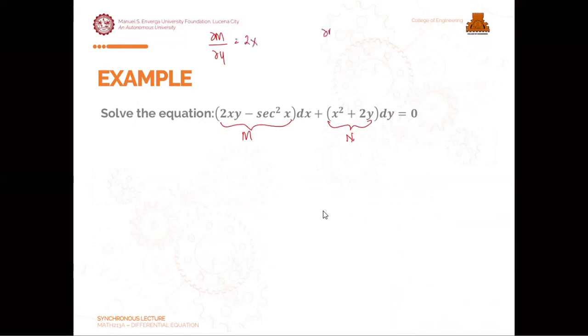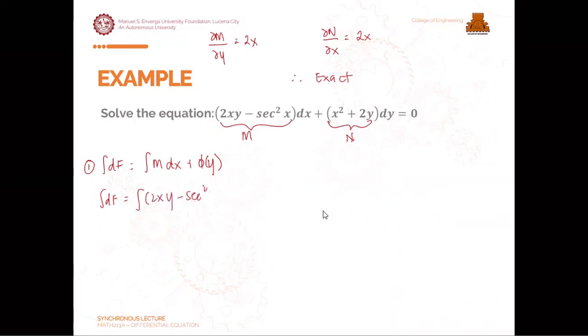Okay? Then, partial of N with respect to x. Only x, so the second term will be 0 again, and the first one will be 2x. So, therefore, our equation is exact. Once it is exact, the integration of df is equal to the integral of M dx plus phi. We substitute the value of M, so the integration of df is equal to the integral of (2xy minus secant squared x) dx plus phi y.